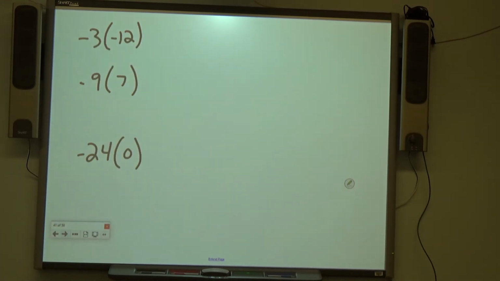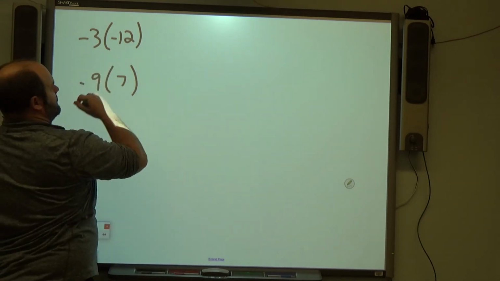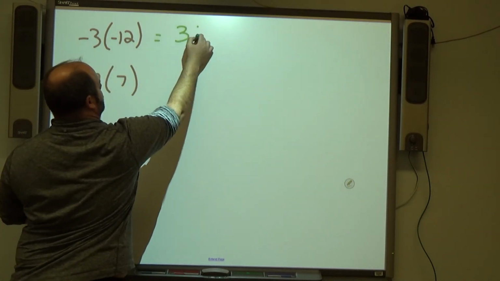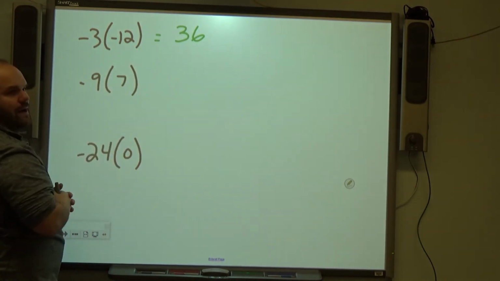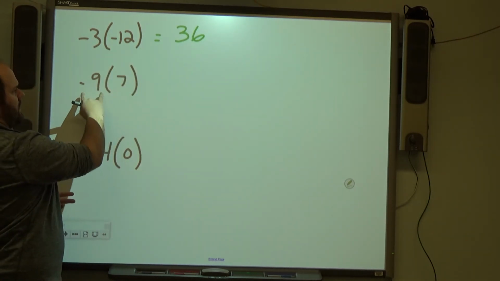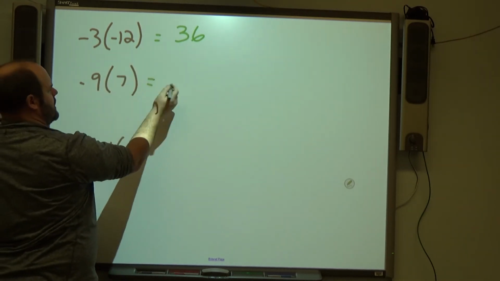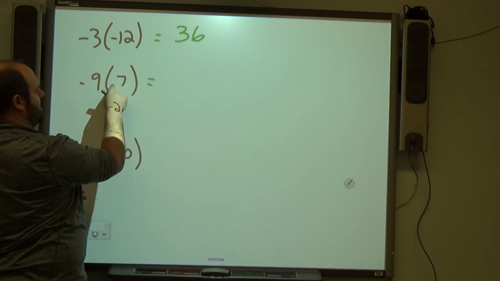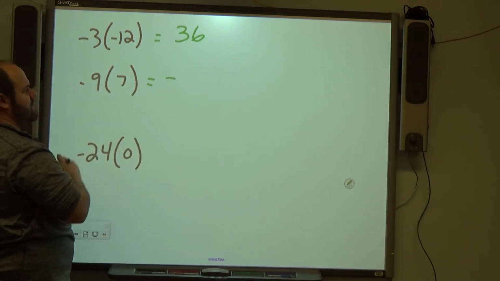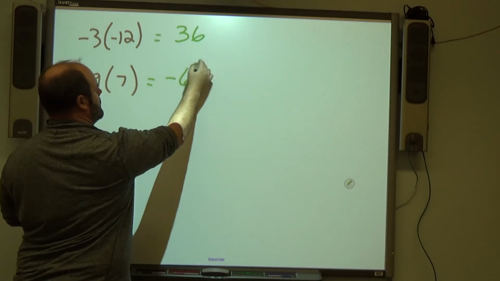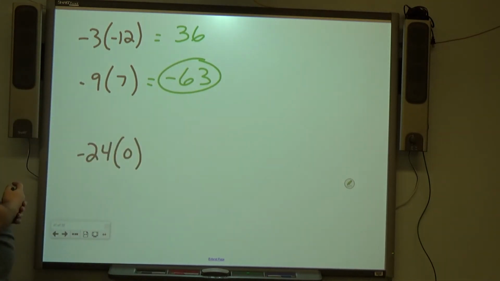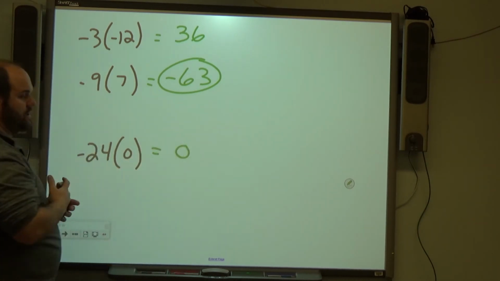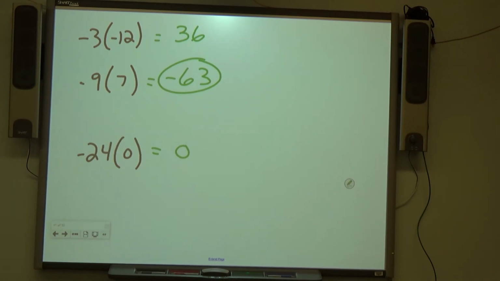So I do have some examples. 3 times 12, 36, same signs, the answer is positive. Negative 9 times 7, I know my answer is going to be negative because I have a negative and a positive, so that means the signs are different. 9 times 7 is a negative 63. Negative 24 times 0, anything times 0 we know is 0. And 0 is neither positive or negative, so you just write down 0.